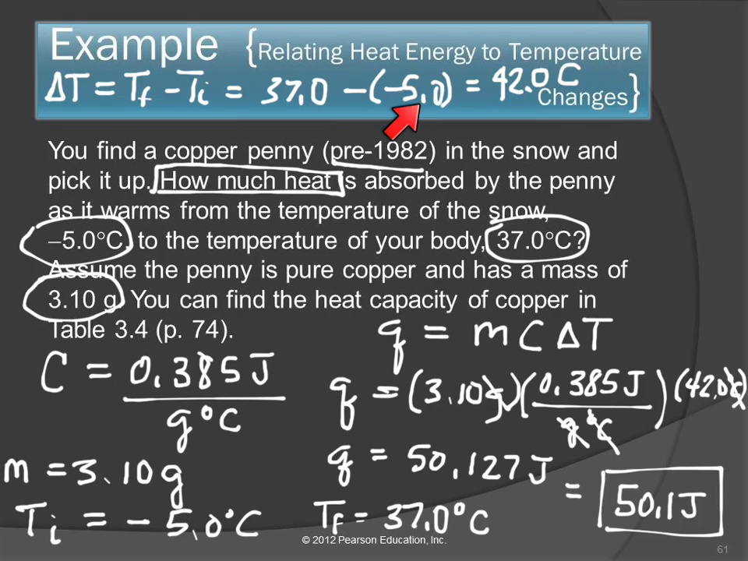The rule for subtraction is that you look at the number of decimal places, not the number of significant figures. This has 1 decimal place. This has 1 decimal place. So our answer has 1 decimal place, regardless of the number of sig figs. Does that help?